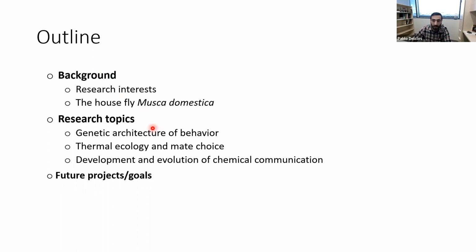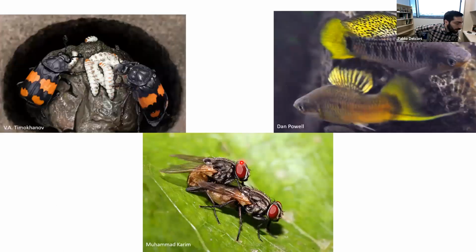I'll then talk about the three main focuses of what will be my research program, involving the roles of genetics, ecology, and chemical communication as it relates to animal behavior. And then throughout the talk, I'll give some project ideas we have regarding where we plan to take research in this system in my lab.